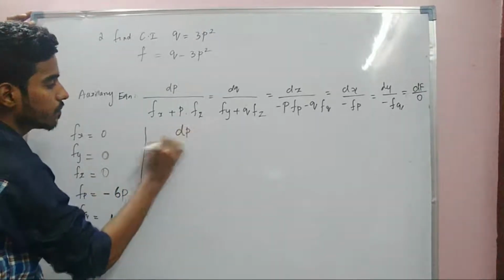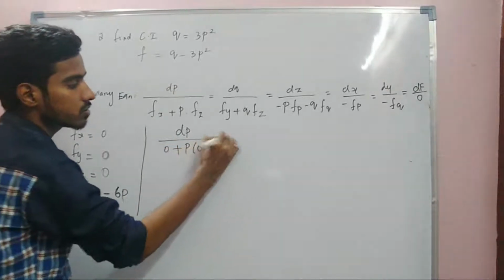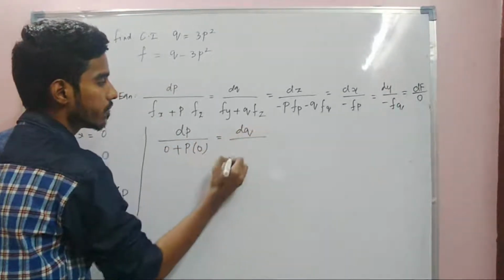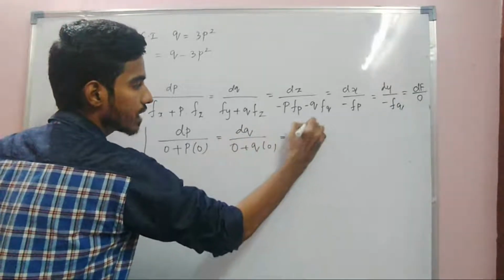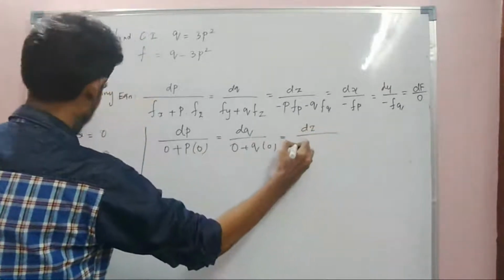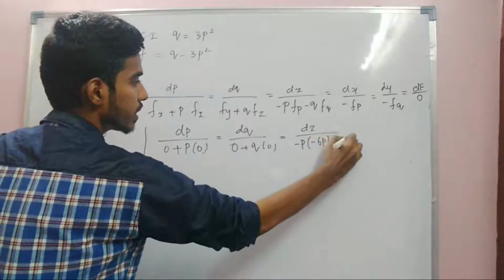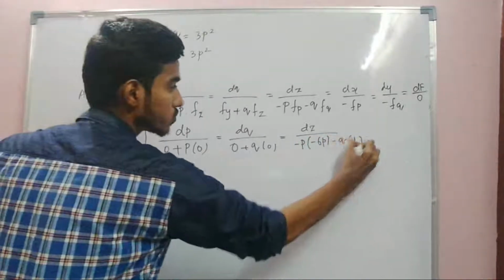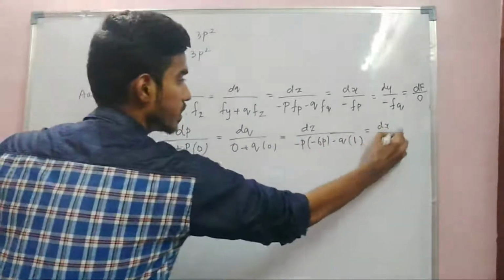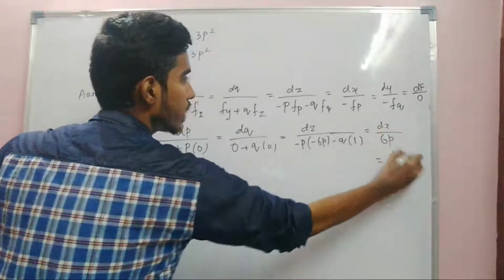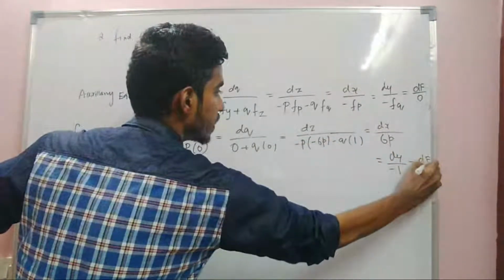We will have dp divided by fx. So fx is 0, p into fz is also 0. So dq divided by fy is 0, this is also equal to 0. Now, whatever that may be, minus p into fp, so minus 6p, minus q into fq is 1, and dx divided by minus fp, it will be 6p, and this will be dy divided by minus fq, so minus 1, is equal to df by 0.